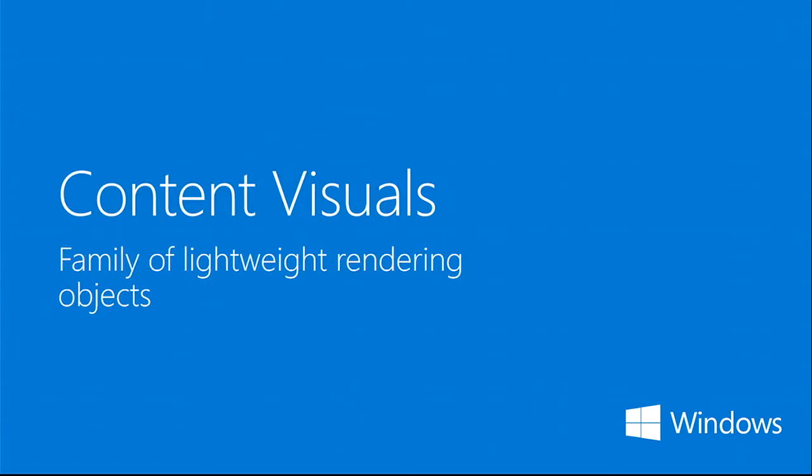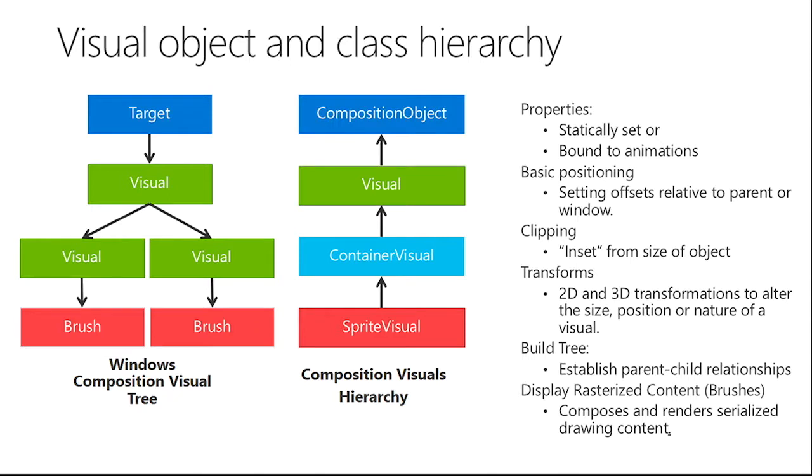Let's talk about content visuals. These are our family of lightweight rendering objects. I've got two diagrams here. One is essentially the representation of a tree, and the other is the actual visual hierarchy itself. So don't think that these are two visual trees playing together. Essentially, when you look at this, you're seeing your classic render target with a visual with several other visuals attached to it, and we're going to get to the concept of the brushes later. But this is just the tree.